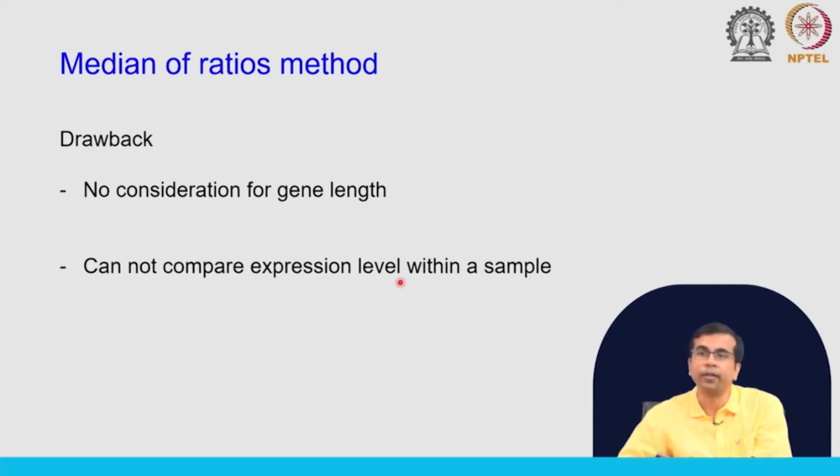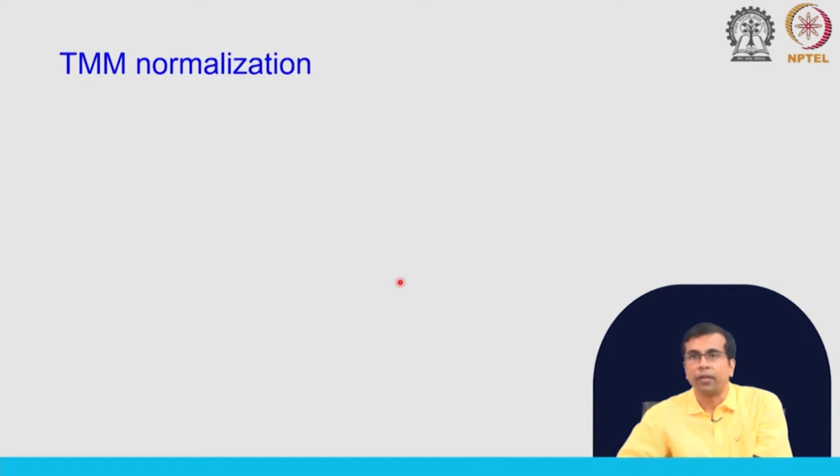So, this will require some other method, right, a within-sample normalization method. The median of ratios method is strictly a between-sample normalization, right. So, we can compare across samples, but not within samples. Okay, so, the next normalization method that is also very popular is called TMM normalization.